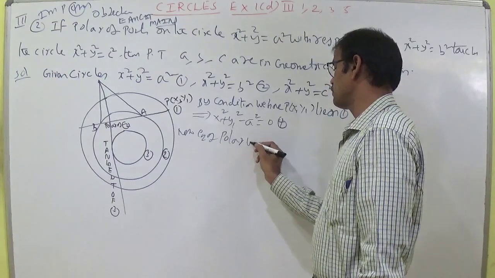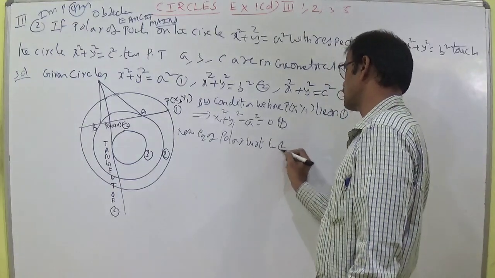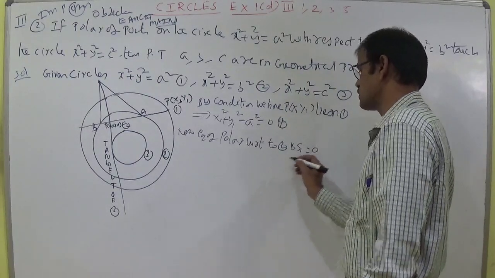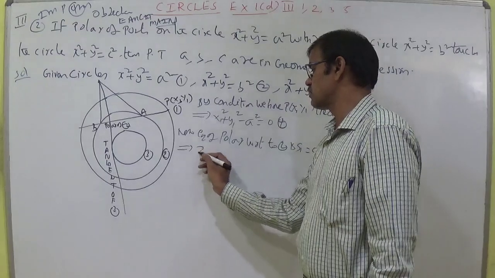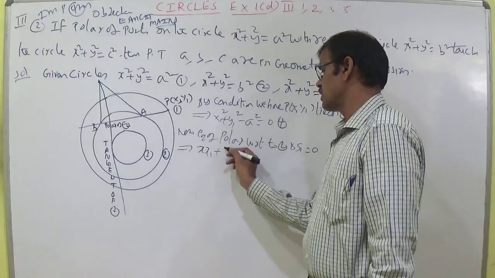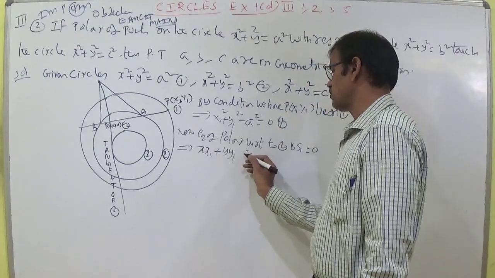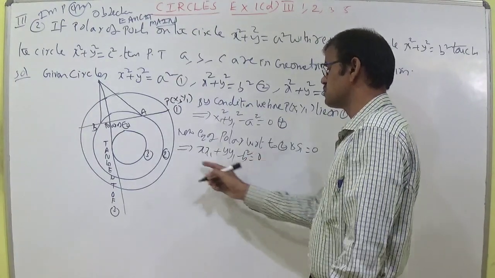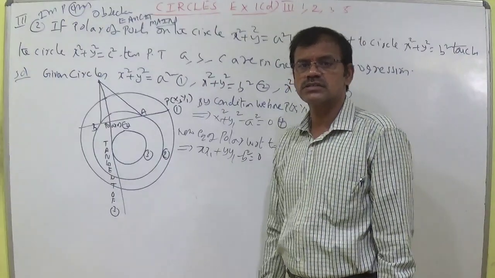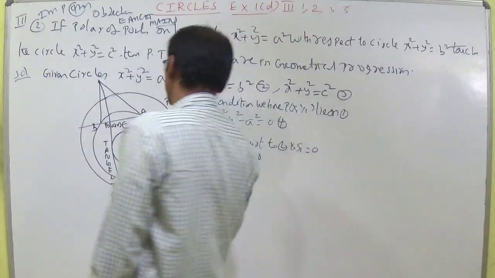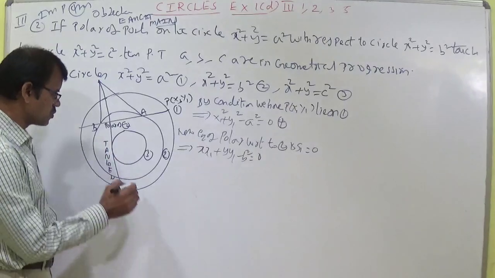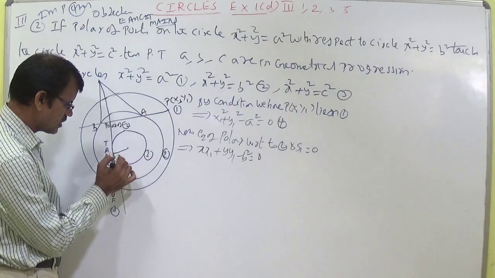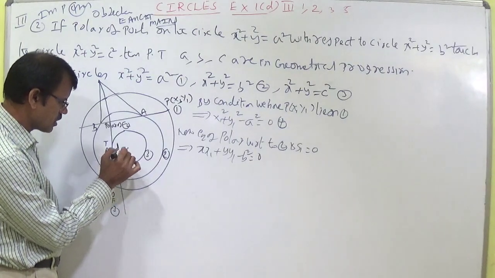The equation of the polar with respect to the second circle is S1 equal to 0. The formula S1 equal to 0 is the notation xx1 plus yy1 minus b square equal to 0. Try to understand, this became a line. That line is tangent to the third circle. Whenever a line is tangent to a circle, you should calculate that r is equal to d. This is r, this is d.